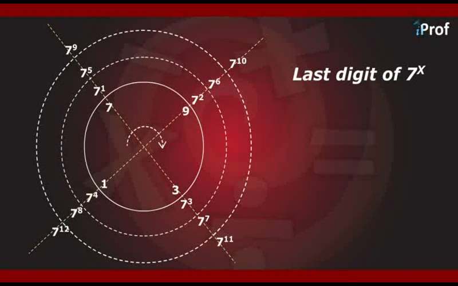For the sake of generalization, we take k equaling 1, 2, 3 and so on. We can also write the general powers of 7 in terms of k whose last digits will be the same, as shown in the diagram. In this way, we can easily calculate the last digits of whatever powers of 7.